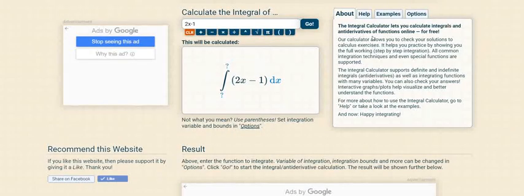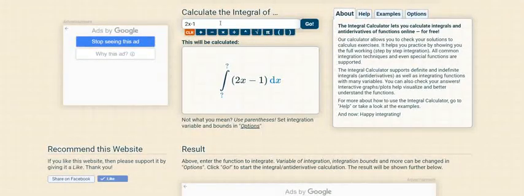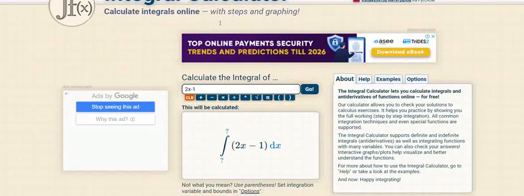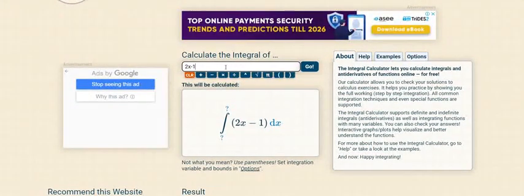There are several online integral calculators which we can use. This is one of them. It's called the Integral Calculator. It's very good if you need to double check your solution, and it provides steps as well. So here we have 2x minus 1 over the square root of x. This is for your life in general, not just for using this website, for this course, I mean. 2x minus 1, and then over the square root of x.